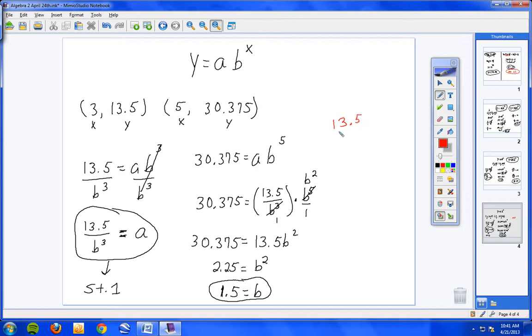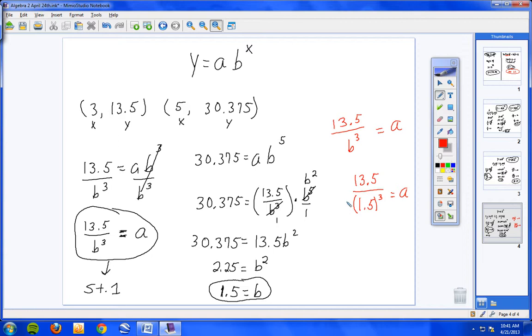Anyways, 13.5 over b cubed equals a. And where the b is, I'm going to substitute 1.5. So now I have 13.5 over 1.5, and notice it's b cubed, so when I put b in, I have to cube it, equals a.